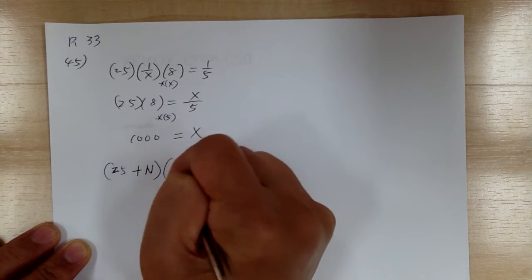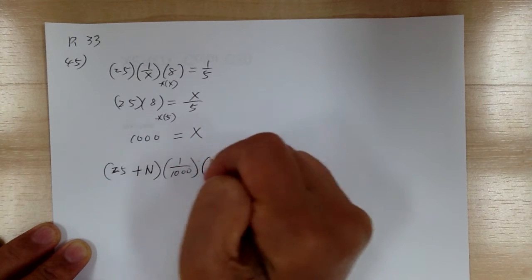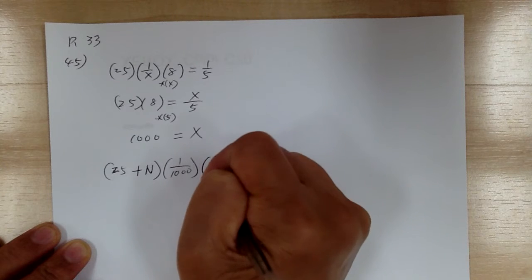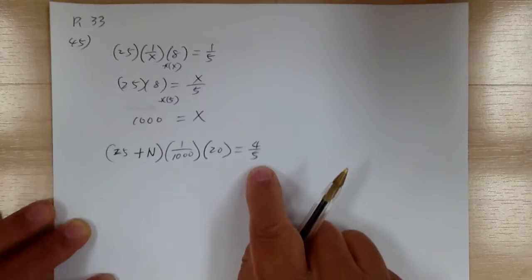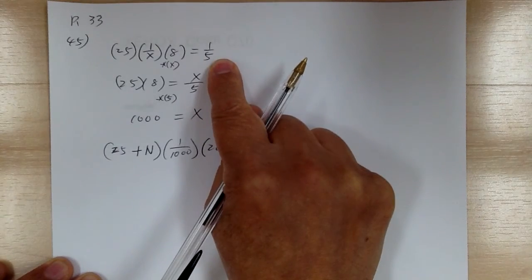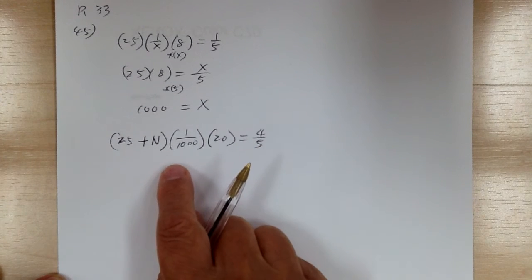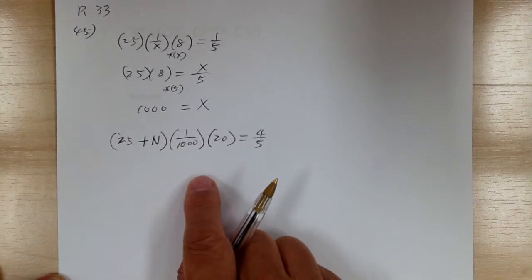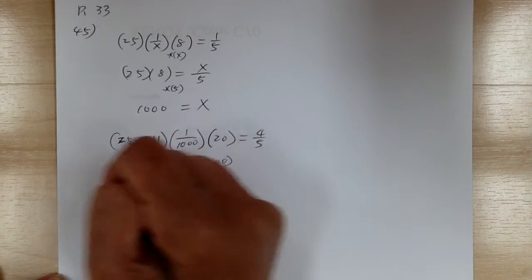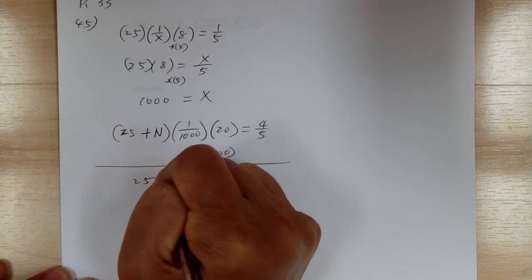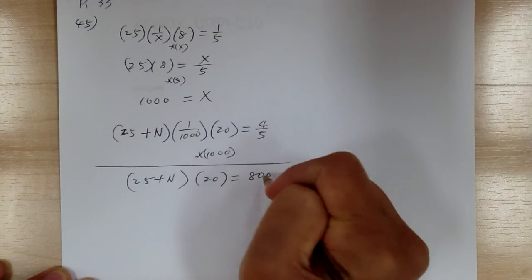And the rate is 1/1,000. Then you have to times it by 20 days, because you have to finish the job in 20 days, equal to 4/5. The reason it's 4/5 is because they already did 1/5 of the job, so they have 4/5 of the job left. First I'm going to multiply by 1,000. So I get 25 plus n times 20 equal to 800.